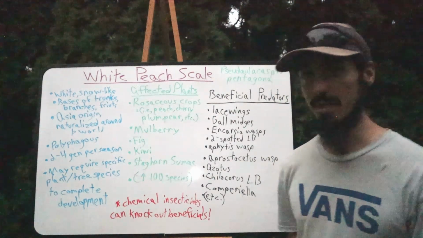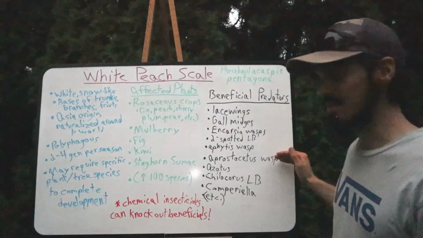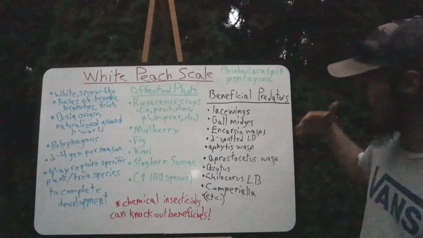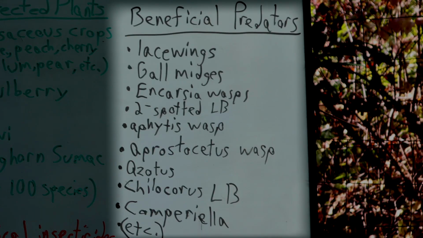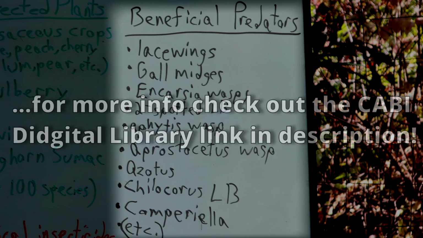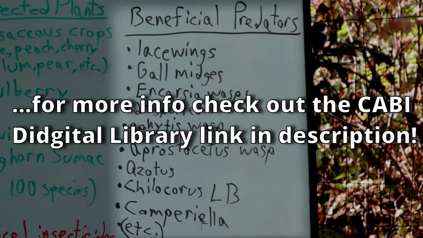What are some beneficial insects that can work to keep this pest insect in check, right? Of course we have the lacewings. Lacewings can go after aphids as well. We have gall midges, and then we also have this parasitoid wasp called the Encarsia wasp. We have the two-spotted lady beetles. We have some other lady beetles as well, different species like the Chilocorus. And then we also have the Aphytis wasp, the Aprostocetus wasp, the Arrhenophagus wasp.